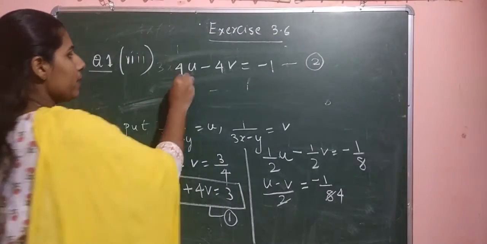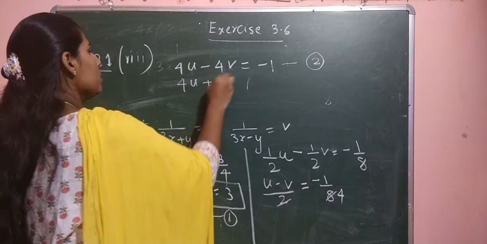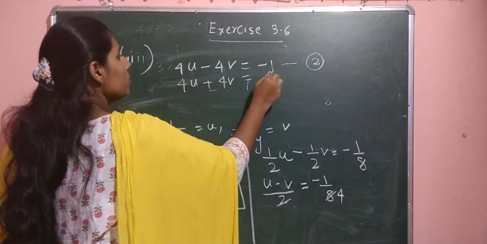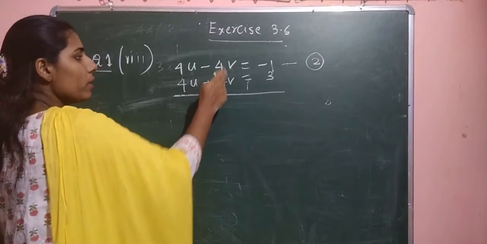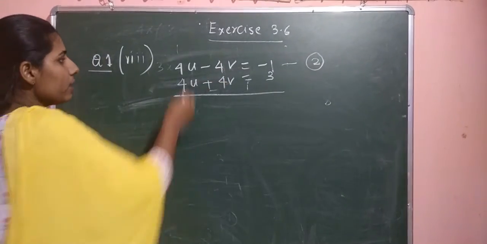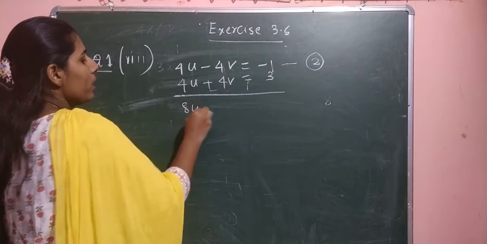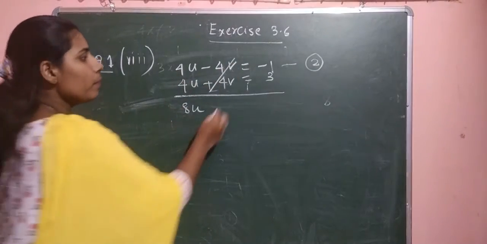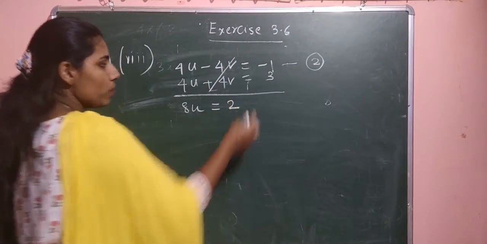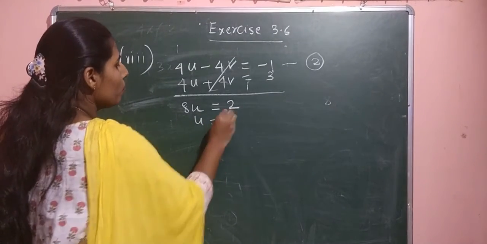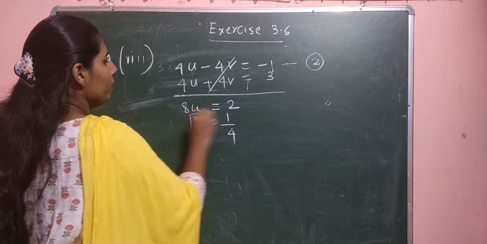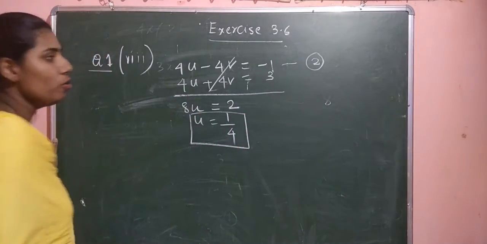Right? So I am writing here 4u plus 4v is equal to 3. Okay? Now see, you can see here that both have like terms with opposite signs. So we will add here. So 8u, this will get cancelled. This is equal to minus 1 plus 3 is 2. So u, I will get it as 1 by 4. Right? u will be 1 by 4.